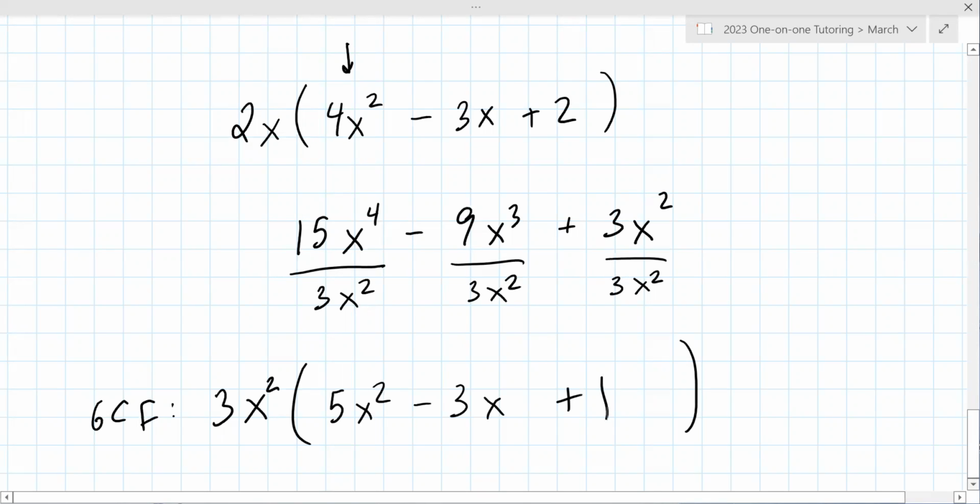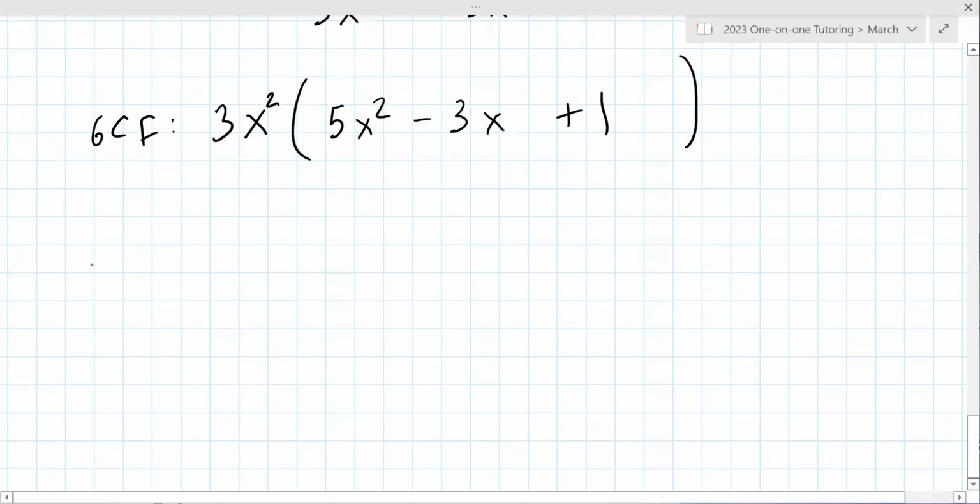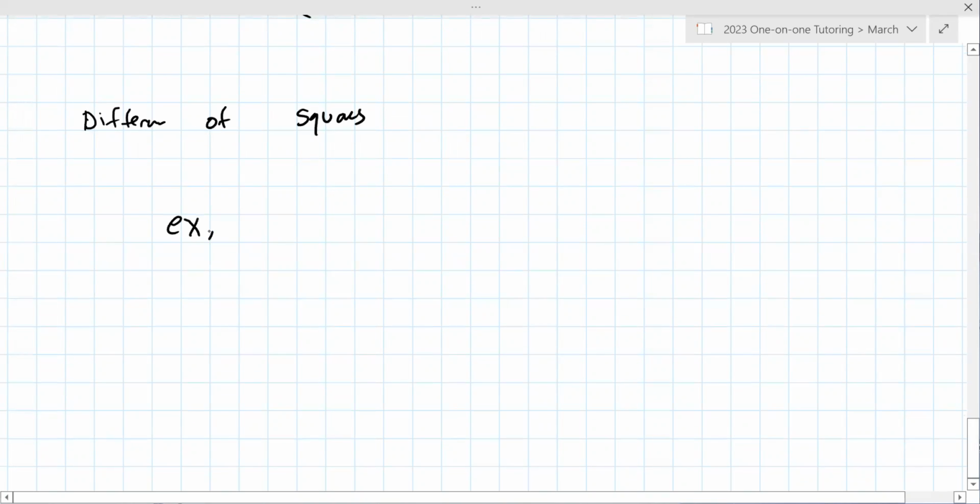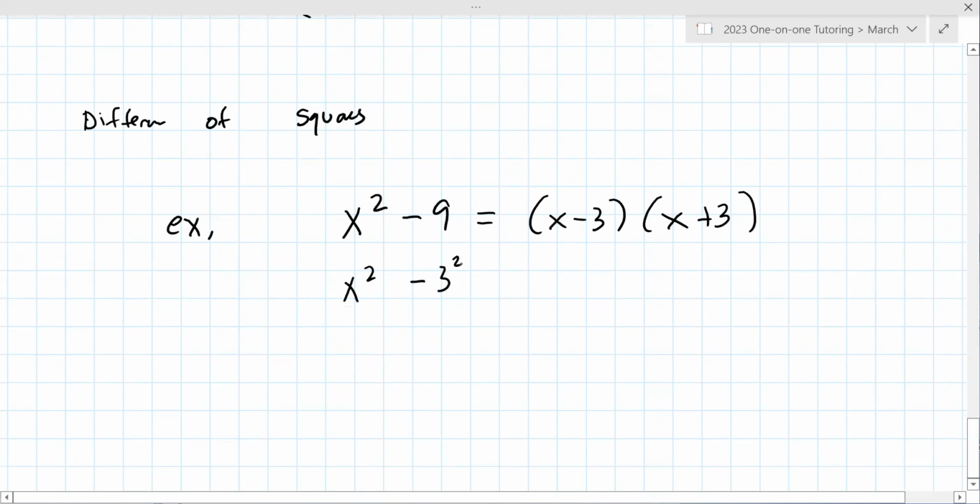That's the first type of factoring. Type number 2 is what's called difference of squares. So if I give you a couple examples, I think you'll quickly remember what this is. X squared minus 9 becomes x minus 3, x plus 3. And the reason it's x minus 3, x plus 3 is because this is really x squared minus 3 squared. So notice the 3 and the 3 get used in there.